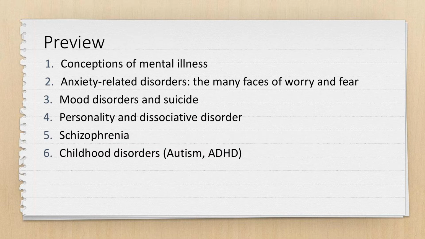Okay, so in this chapter, we will talk about conceptions of mental illness, anxiety-related disorders, mood disorders and suicide, personality and dissociative disorder. For example, sometimes people claim it's like two different people living inside one body. Schizophrenia and the childhood disorders, autism and ADHD.